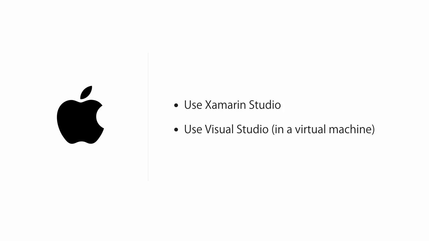Which option is better? Xamarin Studio is the fastest option. You simply head over to xamarin.com/download and get Xamarin Studio, and you're good to go. You can build apps for iOS and Android, but not for Windows. If you want to target Windows, you need a Windows machine, so you can either get a physical machine or use a virtual machine like me. Then you need to follow the same steps to install Xamarin on your Windows machine.